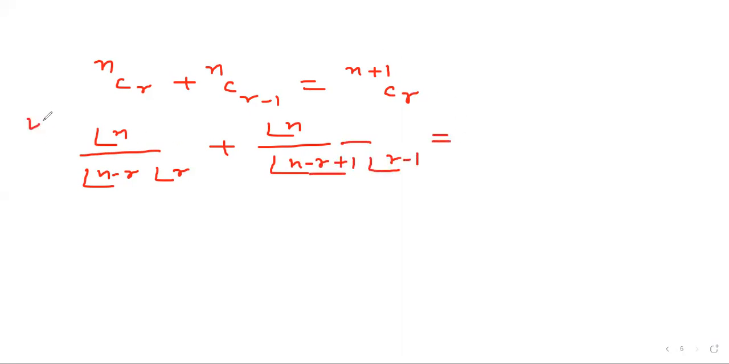And we are considering the LHS first. So now let's continue. Here we know that factorial n can be written as n times factorial n minus 1. Similarly, if we apply that rule here, n minus r plus 1 can be taken common.